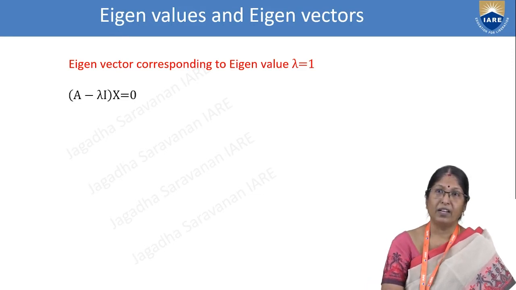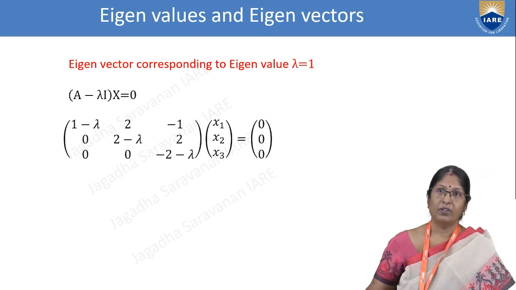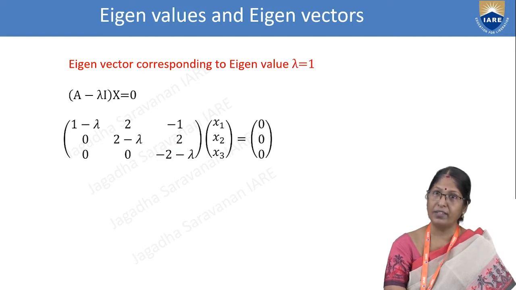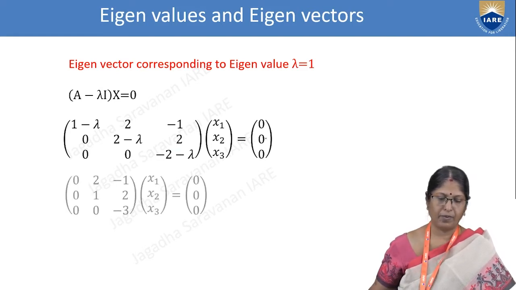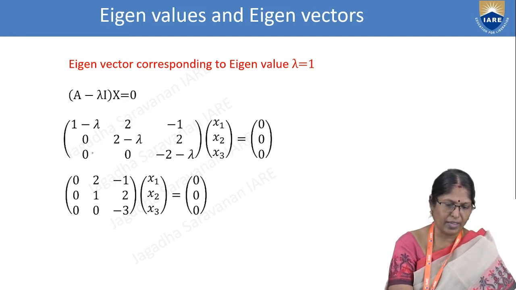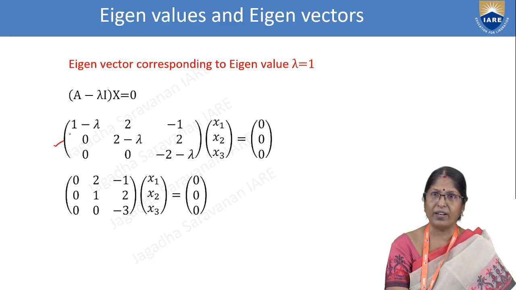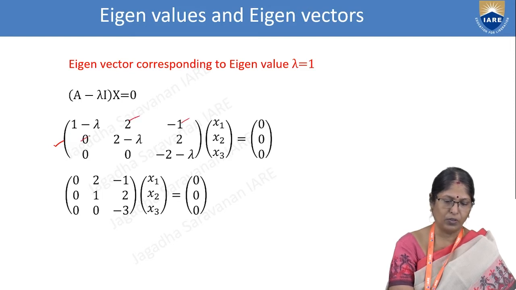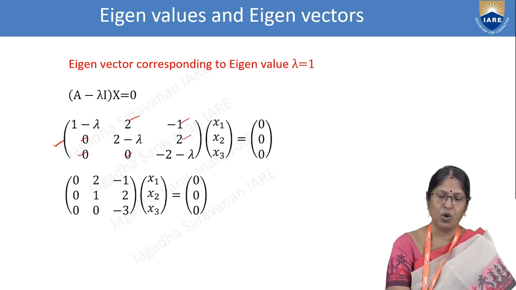A minus lambda I of x equal to 0. This was already explained in the previous slide, only here it is taken. Now lambda equal to 1. So in this matrix, wherever lambda is, we are going to put 1. The remaining elements will be the same. So 2, minus 1, 0, 2, 0, 0, as it is written. Only in the lambda place we are going to put 1.